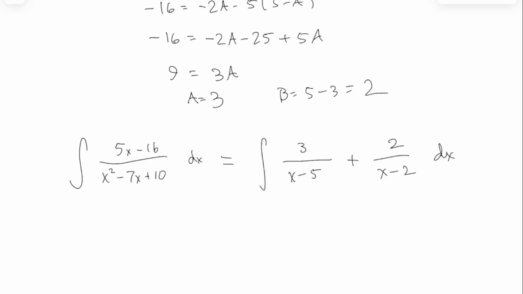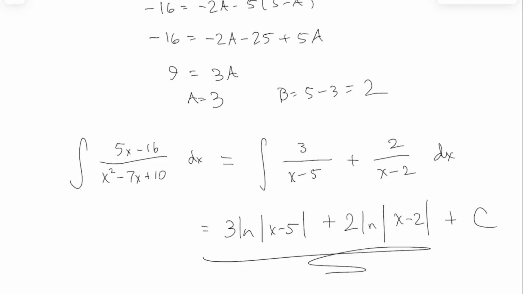And then finally we do the integral each time. Those fractions each become natural log of that denominator, and the numerators end up just as coefficients in front. So this is 3 natural log absolute value x minus 5 plus 2 natural log absolute value x minus 2. There you go. This is the partial fractions trick.